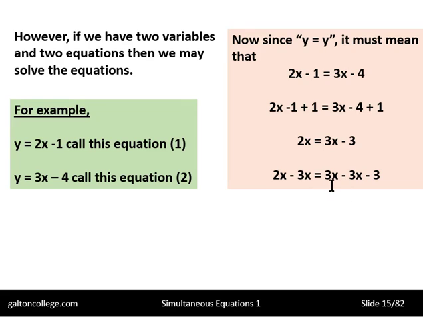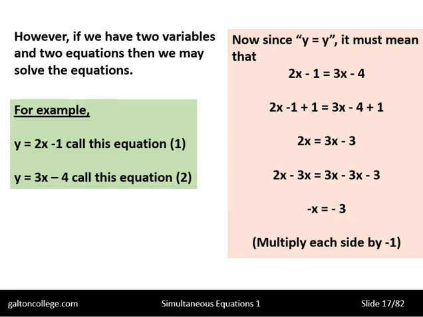But now you see here we've got 3x minus 3. Those can drop out, leaving us minus 3. And we have 2x minus 3x, which is minus x. So we have minus x equals minus 3.